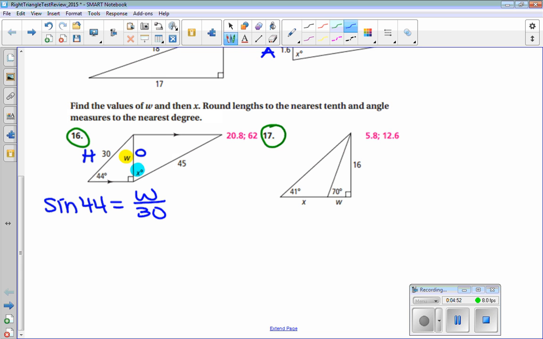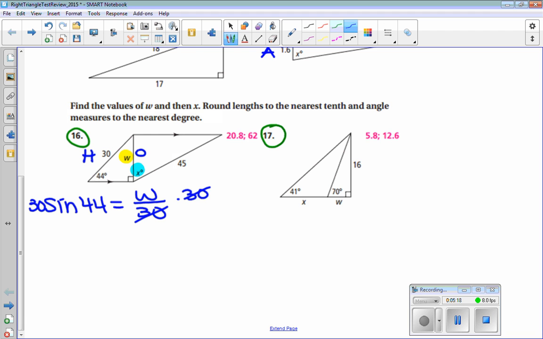How do I solve for W in this case, Sharia? What am I going to do to get W by itself? Right now, what's with the W? And am I currently adding, subtracting, multiplying, or dividing by 30? So I want to undo division, which means I'm going to do what to both sides? Good. I'm going to multiply both sides by 30. So now that's going to go ahead and undo the division.